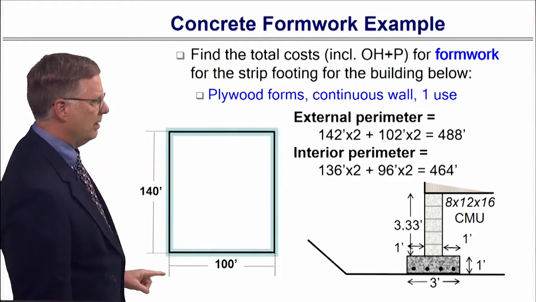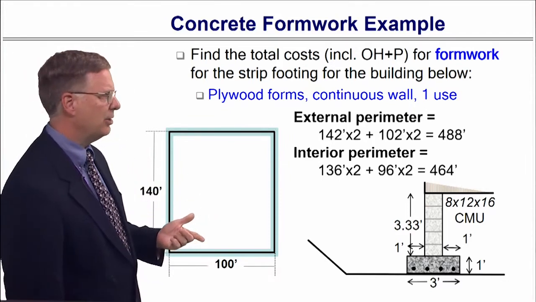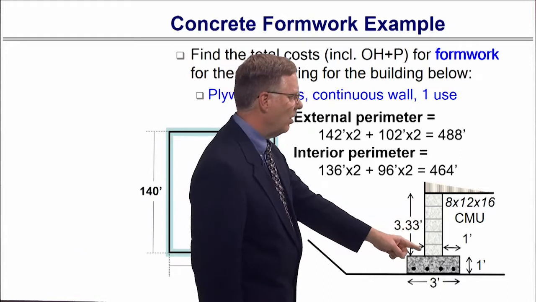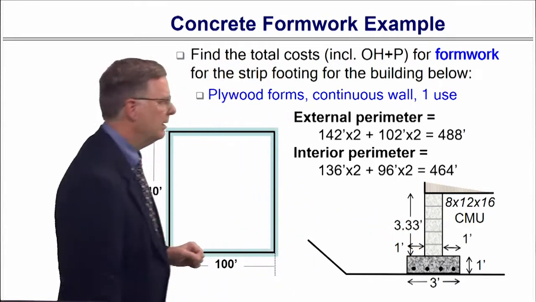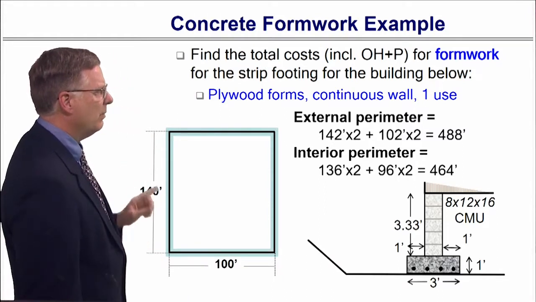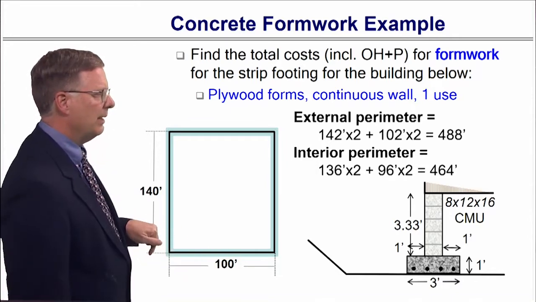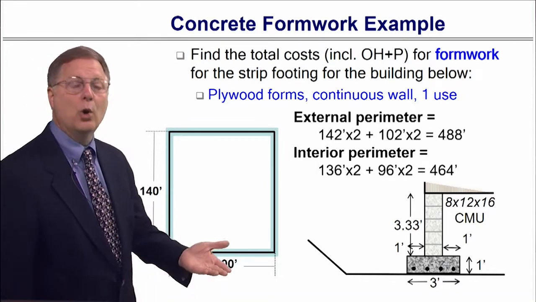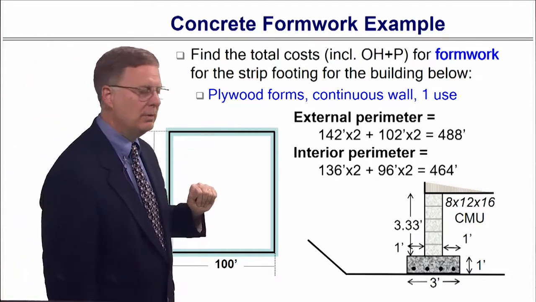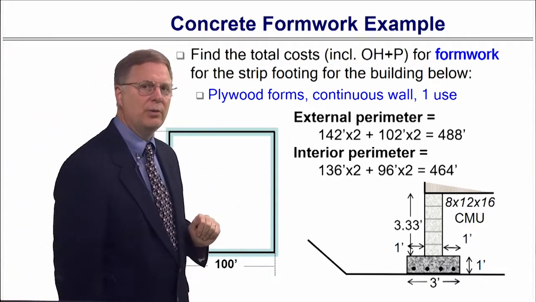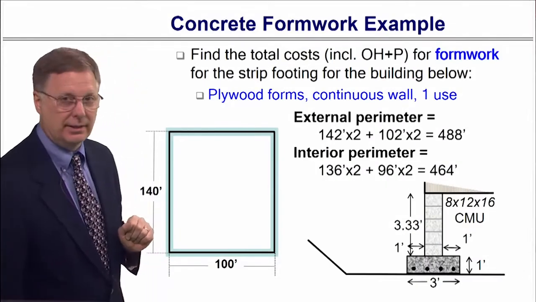On the exterior, we've got to add a foot to each end of the dimension. Why? Because here's the exterior of the wall. We're going to add another foot to go out that direction. So we've got 140. We're going to add 1 here, and we're going to add 1 down there. That's 142. We've got 100. We're going to add 1 here, and we're going to add 1 there. That's 102. Okay, so 102, 102, 2 times 102, and 142, 142, 2 times 142. The exterior perimeter, 488 linear feet.